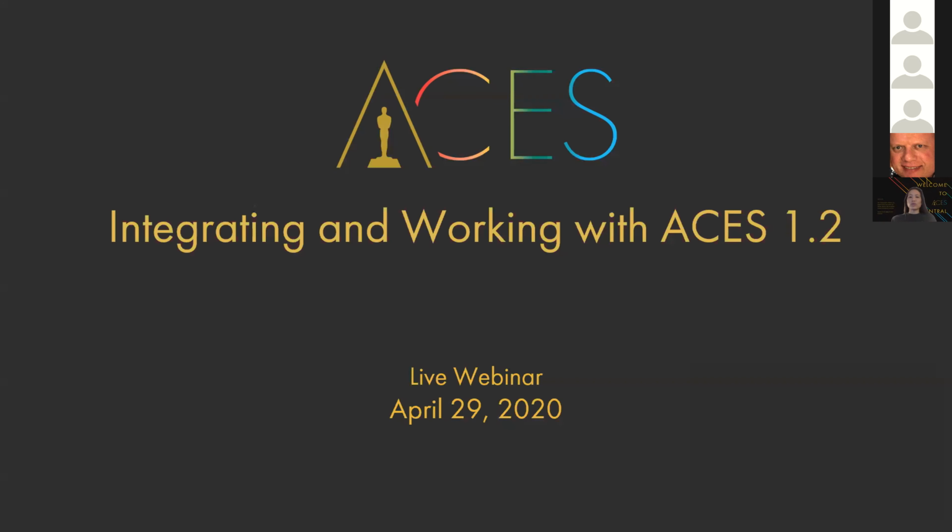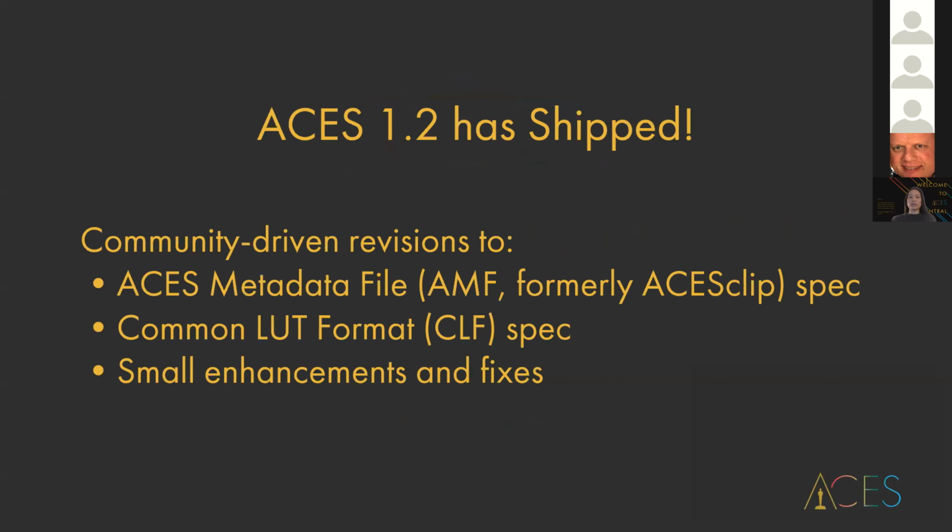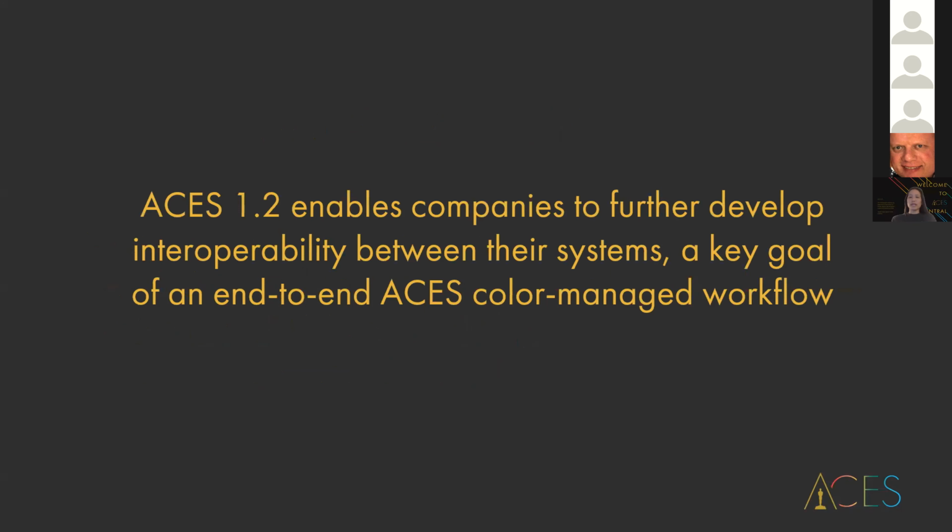ACES 1.2 is an important step in the development of ACES as it solidifies the specs for two key building components, namely ACES metadata file, or AMF, and the Common LUT file, or CLF. These components begin to enable ACES interoperability between products and throughout the entire color management workflow chain. And you'll see some of that demonstrated today.